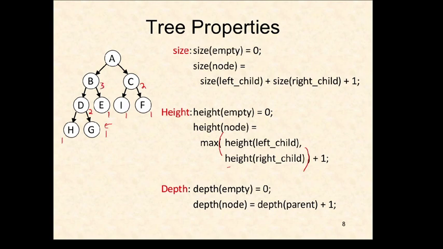Now we can do A. Left subtree is height 3, right subtree height 2. Max of 3 and 2 is 3. Add 1 for A. A is at a height of 4. The height of the root is the height of the whole tree.